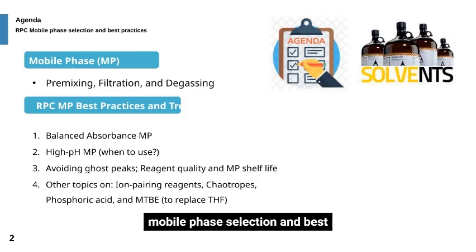We'll cover RPC mobile phase selection and best practices, including mobile phase preparation techniques like premixing, filtration, and degassing. We'll also discuss balanced absorbance MPs, high pH MPs, when to use them, and strategies for avoiding ghost peaks, focusing on reagent quality and MP shelf life. Finally, we'll touch on other topics such as ion pairing reagents, chaotropes, phosphoric acid, and MTBE as a THF replacement.